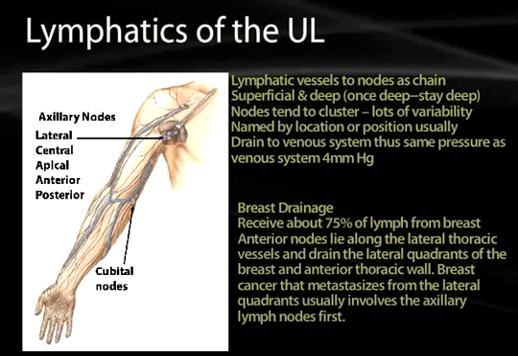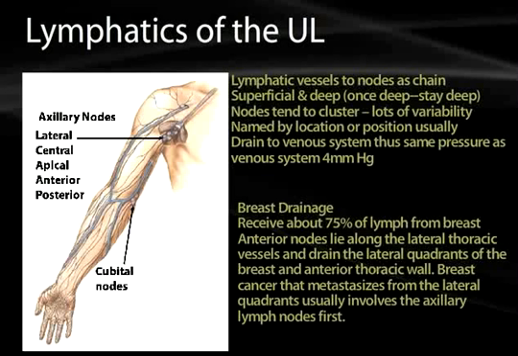So you can see the lymphatics of the upper limb will be a set of chains from superficial to deep. Again, once they go deep, they stay deep. The nodes tend to cluster with lots of variation, and they're typically named by location. If you know the drainage pathway of the veins, whether superficial or deep, you essentially can follow that same pathway and even the same naming of the nodes as they travel along the veins.